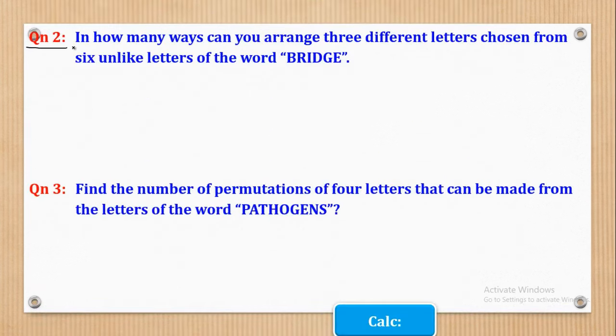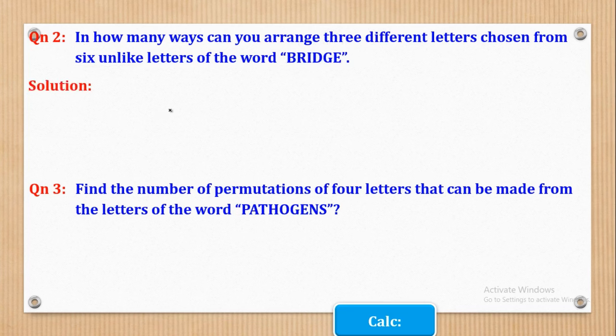Now we shall go to question 2. Question 2 says, in how many ways can you arrange 3 different letters chosen from 6 unlike letters of the word bridge? Like I told you, the permutation formula is used when you're selecting some objects from a given set of objects. Now here, this word bridge has 1, 2, 3, 4, 5, 6. It has 6 objects, but they want you to arrange 3 objects from this.